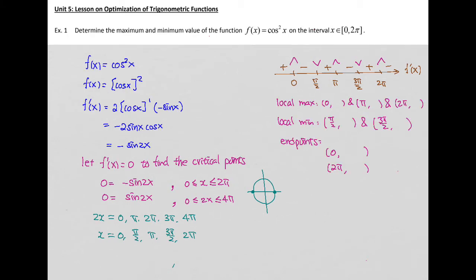Now it's time to find our y values for every x value. Substitute back into the original function to find the y values. All the local maxima will be at 1, all the local minima will be at 0, and the endpoint is actually a local maximum as well, which is 1. Therefore, we know this is the absolute maximum and this is the absolute minimum. We say the minimum value is 0 and the maximum value is 1.